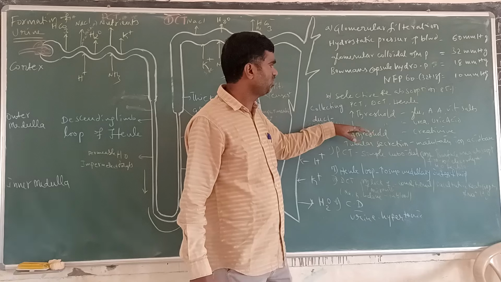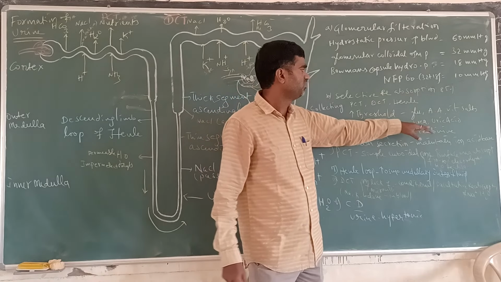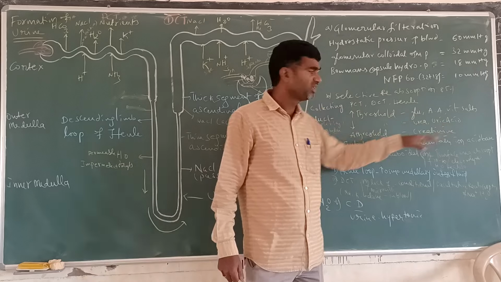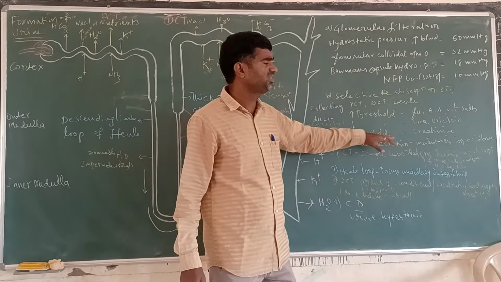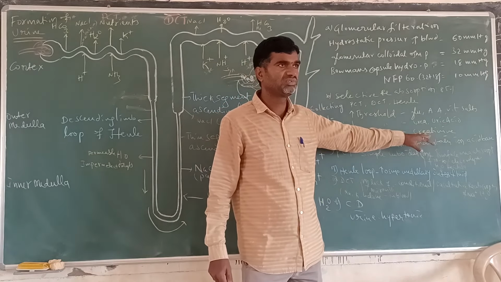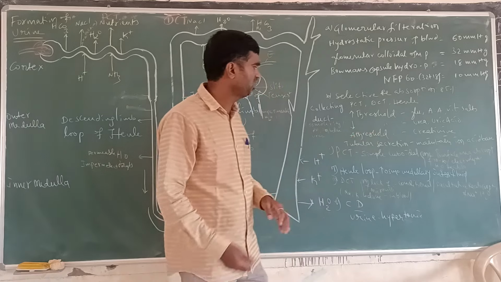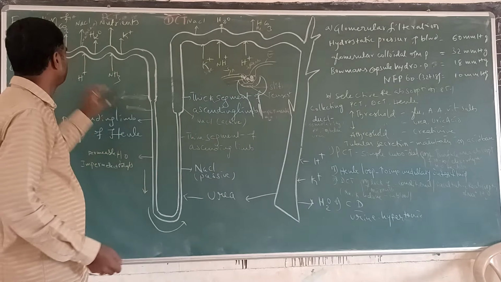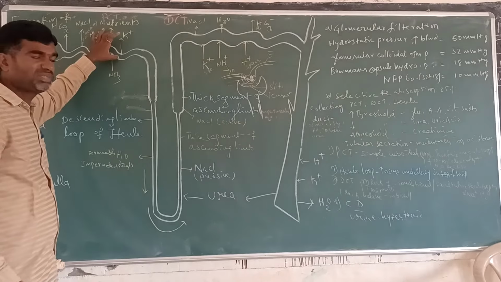And next one is the low threshold substance, which here is urea and uric acid. And next one is the A threshold substance, which is creatinine. Okay, that is called a threshold substance. Now what happened here in selective reabsorption? So this is called the selective reabsorption point.